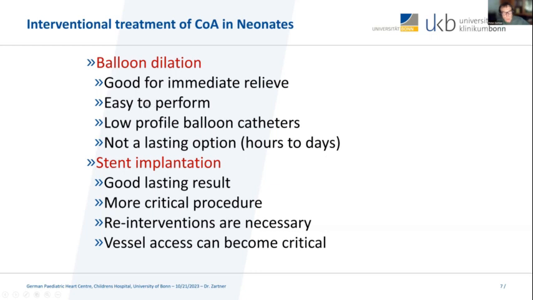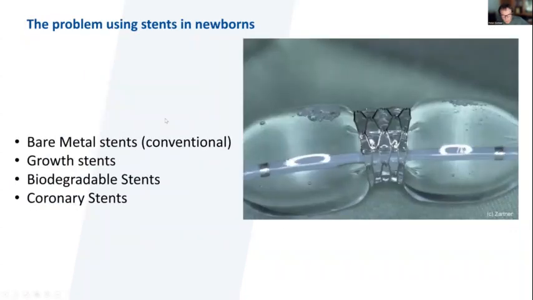So the better option is stent implantation. You have a good lasting result. It's a more critical procedure. Reinterventions may become necessary, and the vessel access, at least in very small children, may become critical. This is what I'm going to talk about: the problem of using stents in newborns.